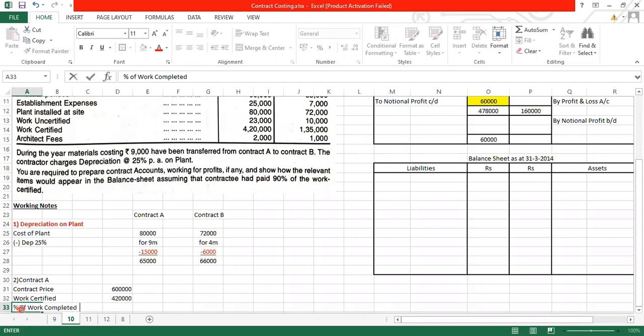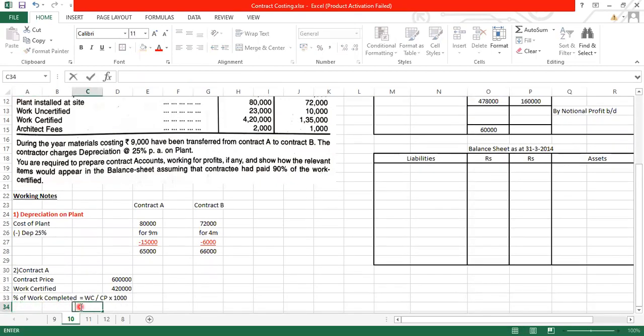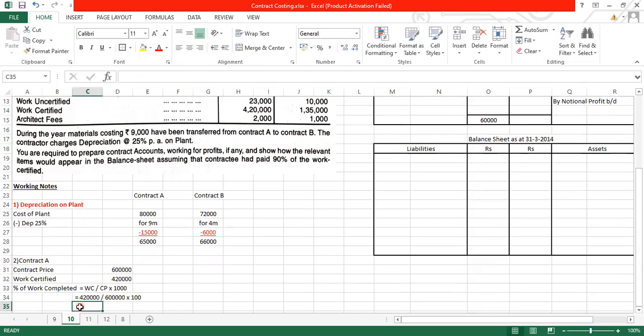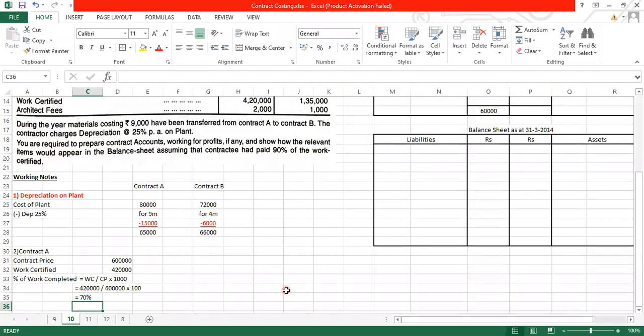How you will get this percentage of work completed? I'm just writing down CP for the contract price and WC for the work certified. So work certified divided by contract price into 100. 2,20,000 divided by 6 lakh. This will give you 70%. 70% of the work is completed.